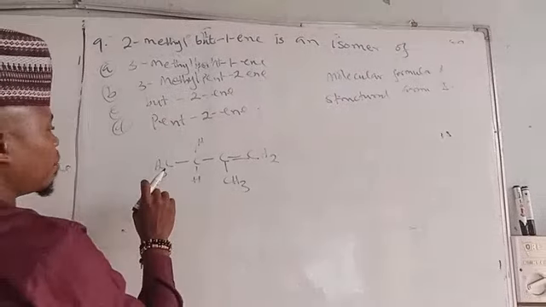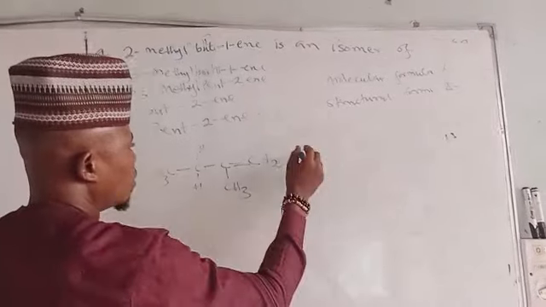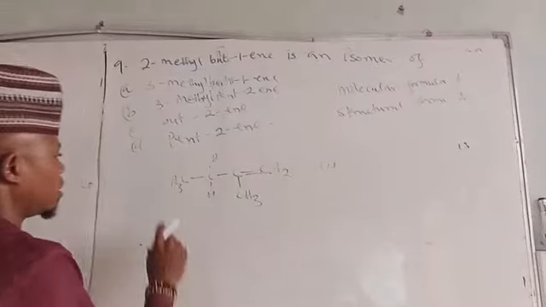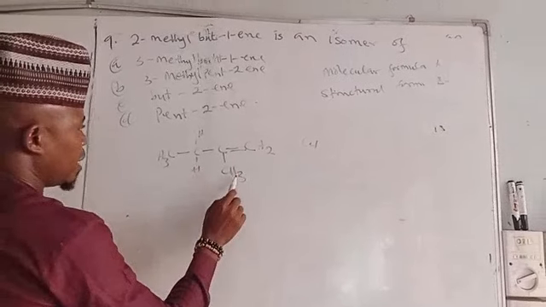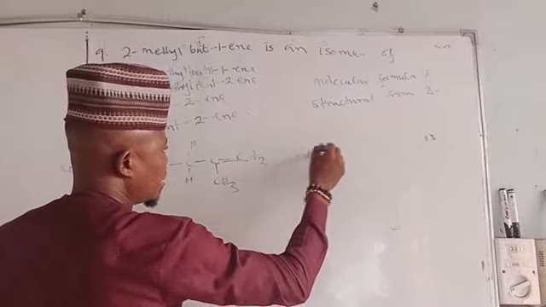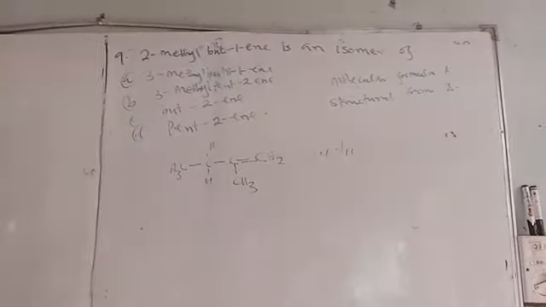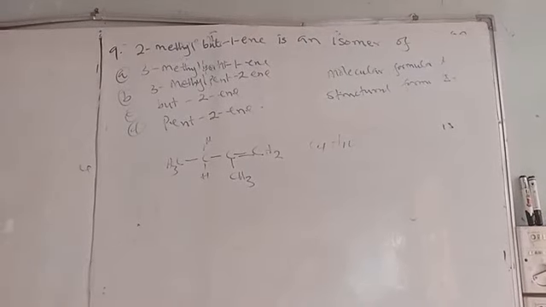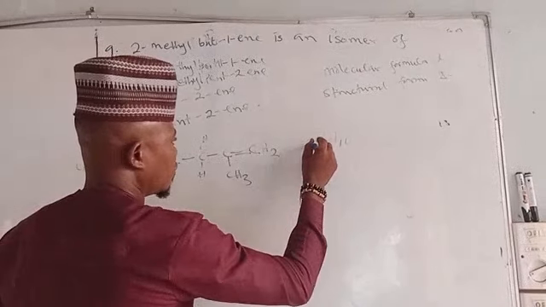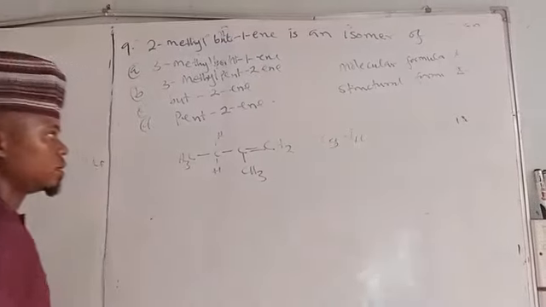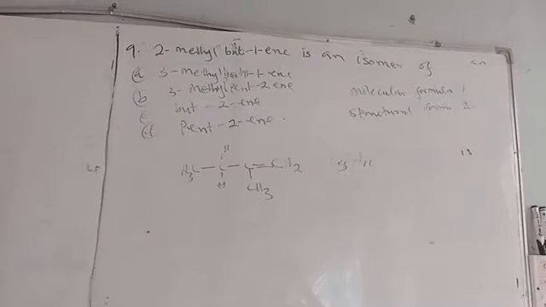So I'll write the molecular formula. 1, 2, 3, 4, C4. Now let's count the number of hydrogen. 3, 4, 5, 8, 10. H10. I'm not correct. 1, 2, 3, 4, 5. Yeah. C5H10. That is the molecular formula.